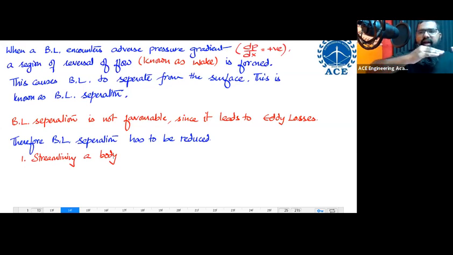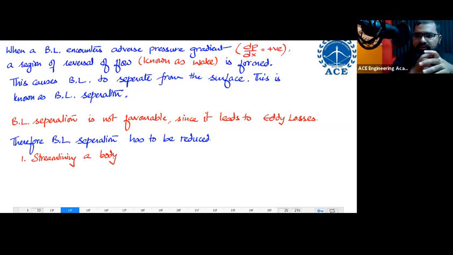Imagine I'm having a fish. Let us say there is a fish over here. The streamlines are going to move very smoothly over its surface. So a fish generally is a streamlined body. But what about a plate perpendicular to the flow? Imagine a plate is there perpendicular to flow. It is not a streamlined body. It is not allowing the streamlines to flow smoothly over its surface. Such a body is called a bluff body. One way of reducing boundary layer separation is by making the body more and more streamlined.